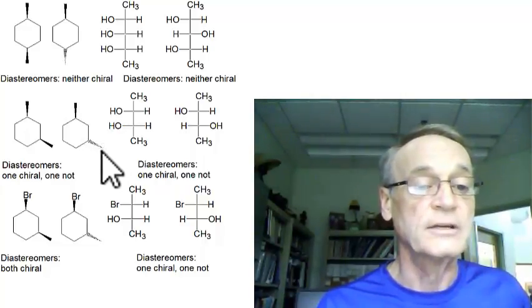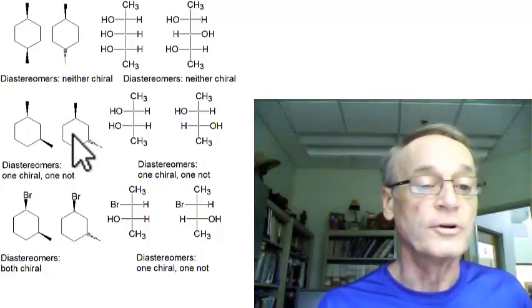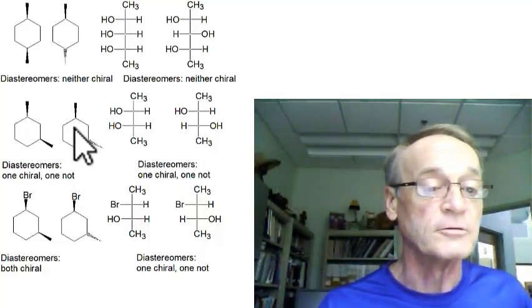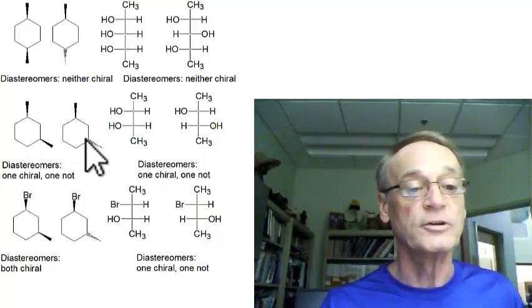There's a methyl down, and this methyl down would have to reflect into a methyl down over here, which it doesn't. So there is no plane of symmetry in this molecule, so this is chiral. This one is not chiral, so there we go, diastereomers, where one is chiral and one is not.